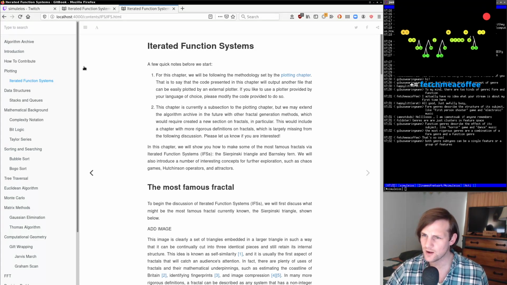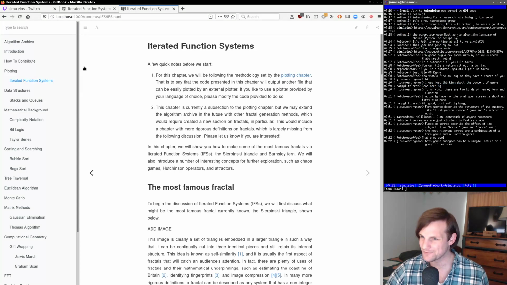Form genres describe the structure of its subject, like first-person shooter and electronic music. I'm not Dodo. Hello, I'm not Swak, if anyone remembers. I do remember you. How have you been? Fetch me a coffee. Thank you so much for following. Really appreciate it. Genres are just clusters in feature space.